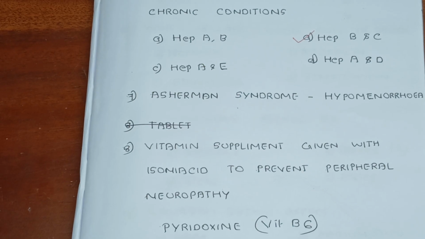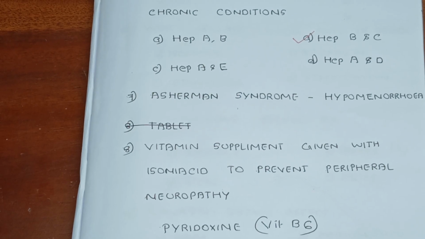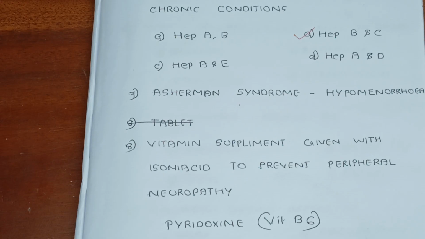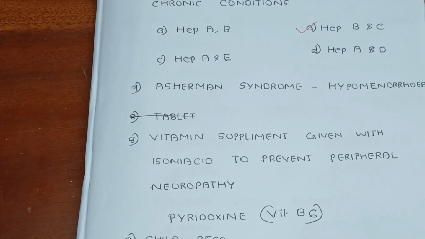Next question, vitamin supplement given with isoniazid to prevent peripheral neuropathy. Correct answer is pyridoxine, vitamin B6. Vitamin B6 is given along with anti-TB drug isoniazid to prevent peripheral neuropathy.